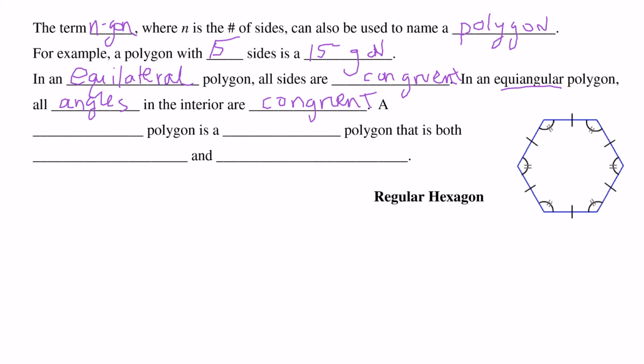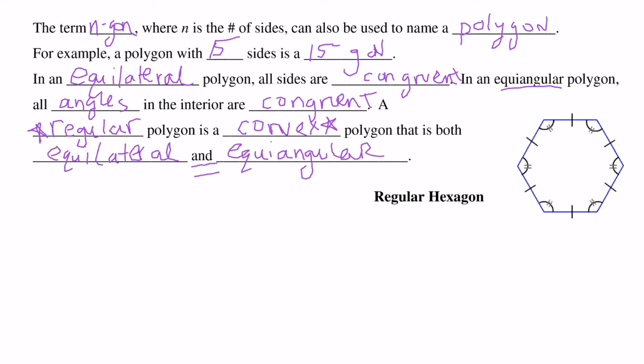So a regular polygon, this is definitely a new word in this one right here. So a regular polygon is, it has to be convex. So remember that for later. So if you have a concave figure, you can't have a regular polygon. And it needs to be both equilateral and equiangular. So you can see in this figure on the right that all of our angles are all exactly the same. And we have all sides in that figure are also congruent to each other.